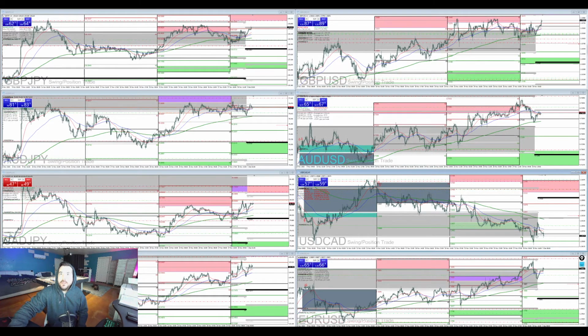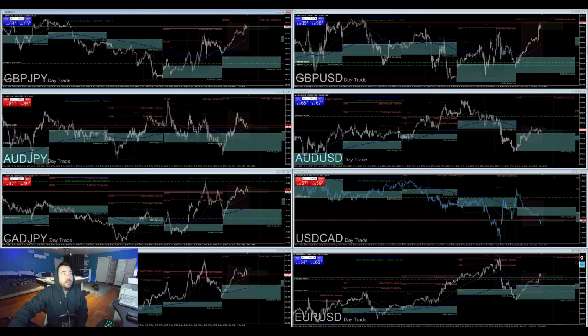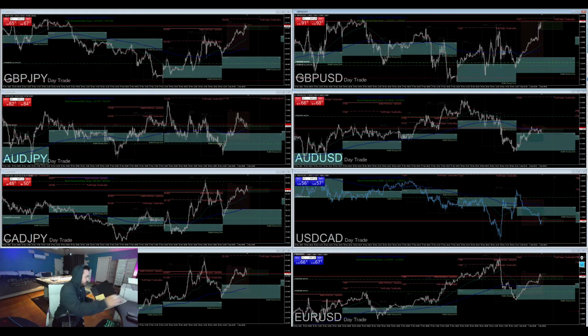Okay. Day trades, not much happened overnight, except for pounds in profit. Let's see here, pound USD. Which one's the day trade? $2,964.